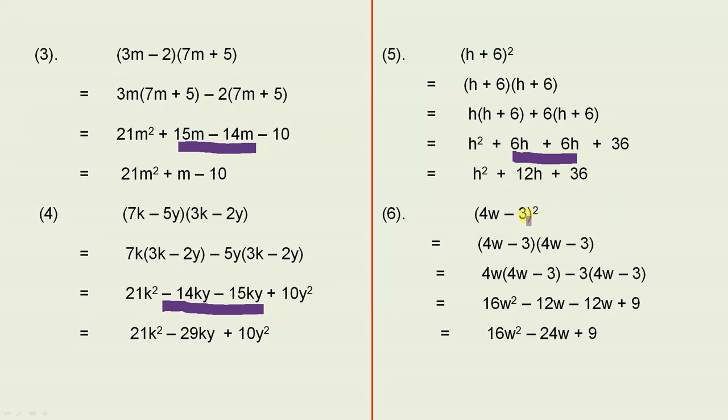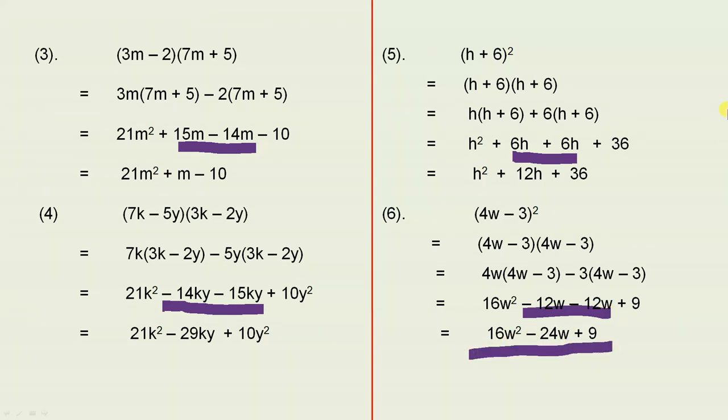And finally, again, here's a binomial product. This binomial is squared, which means we multiply it by itself. Here's our normal procedure. When we do the expansion, we end up with that algebraic expression, and when we collect the like terms, we end up with that answer.